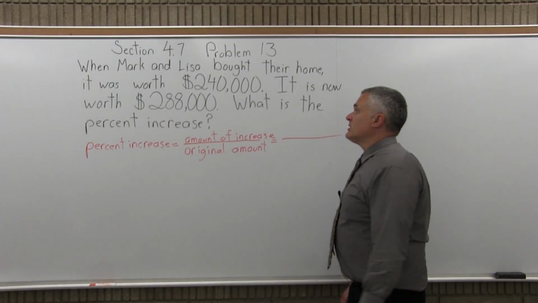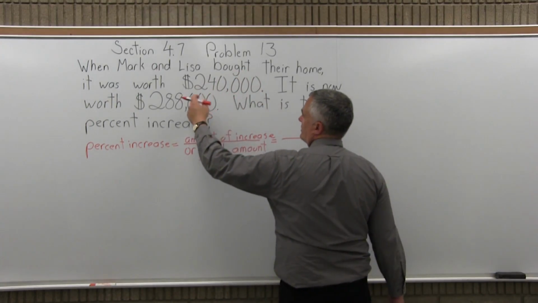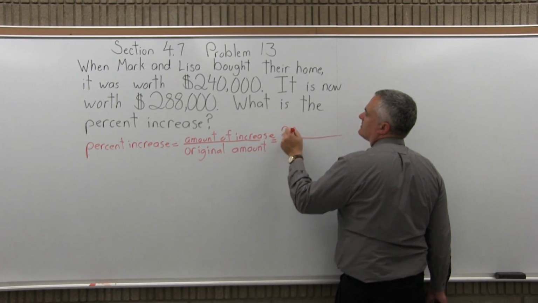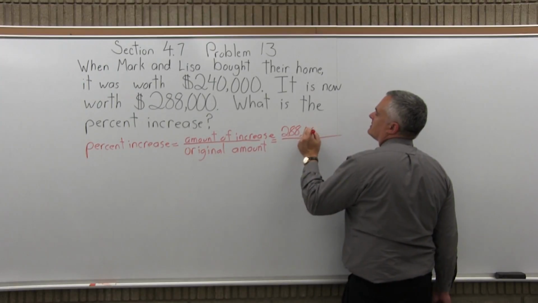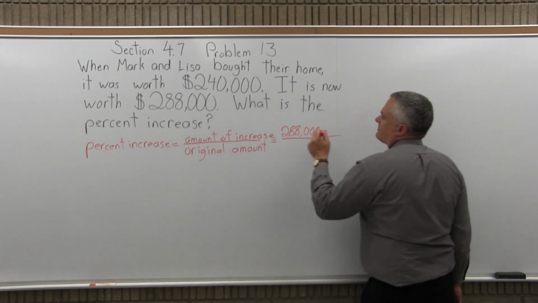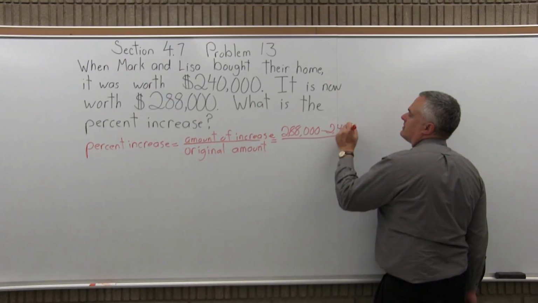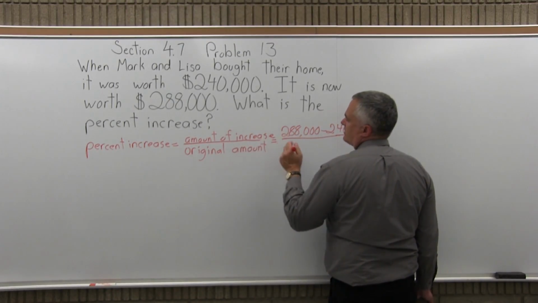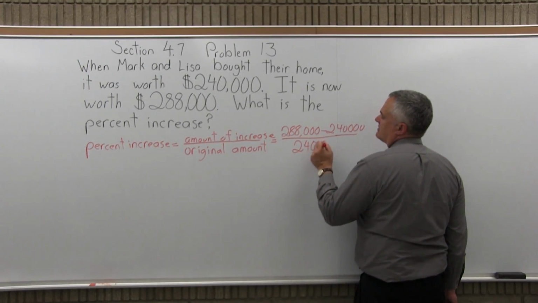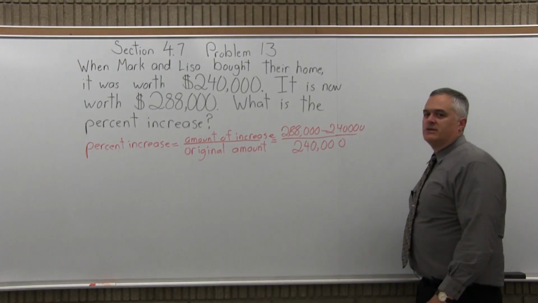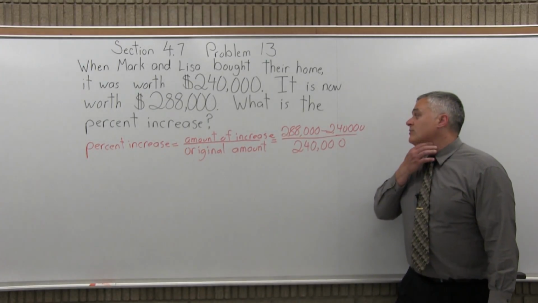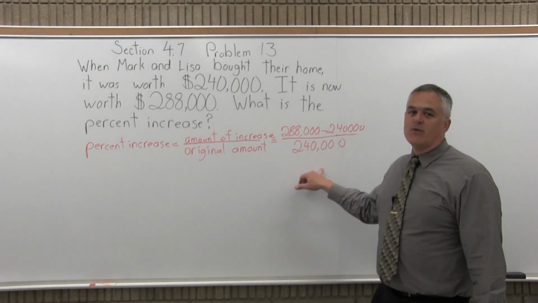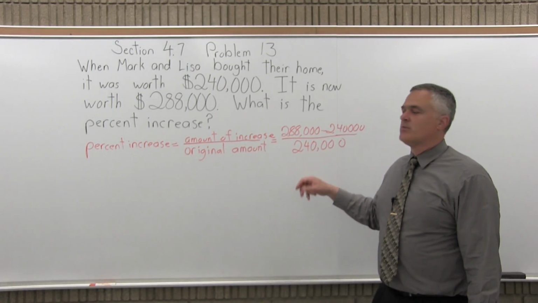So the amount of the increase, the home went from $240,000 to $288,000. So at a quick glance, I can see it went up $48,000. Let's say you don't see it. Spread it all out. $288,000, the larger value, minus the first value, over the original amount. So the original amount is $240,000. And that's the math we have to do. So the numbers are fairly big, but a lot of zeros in the end. The answer we're going to get will be a decimal, and then we want to convert it to a percent.